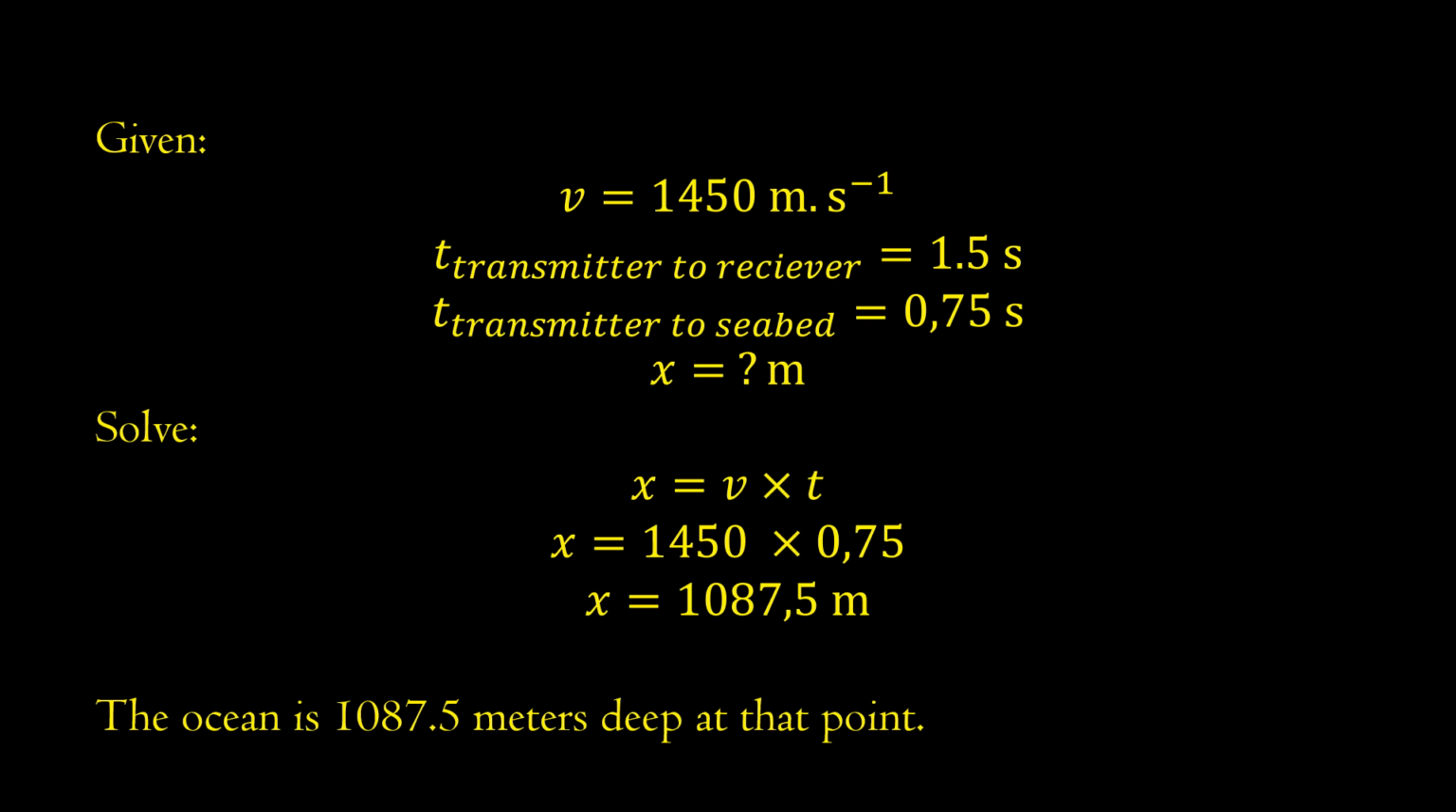You see, by just knowing the speed of sound in seawater and the time it takes for the sound wave to travel from the ship and then return back to the ship, we can actually determine the depth of the ocean at that given point. So sonar is something that is used to determine the depth of an ocean at a particular point using sound waves.